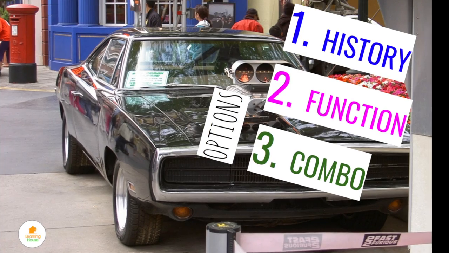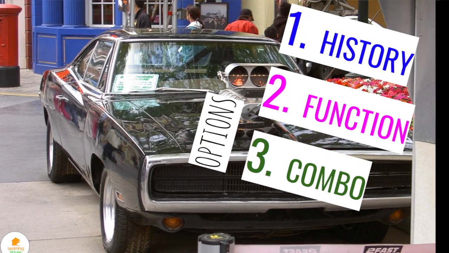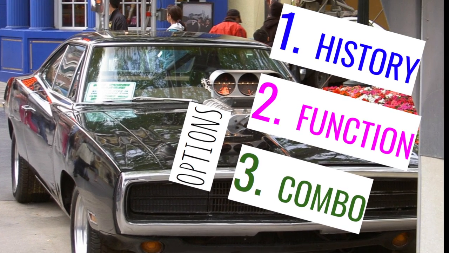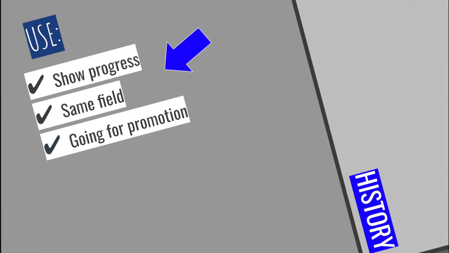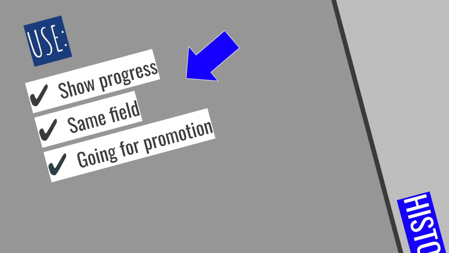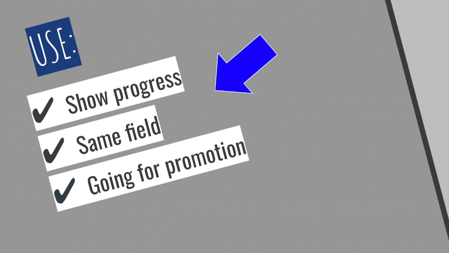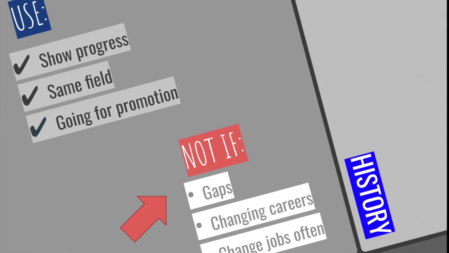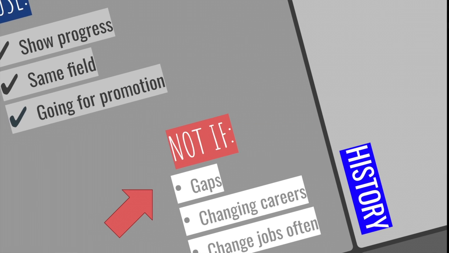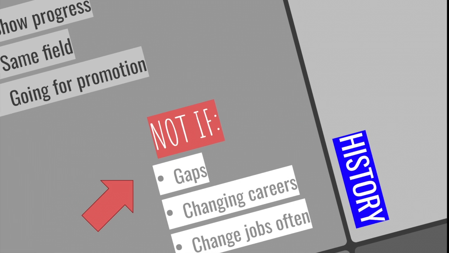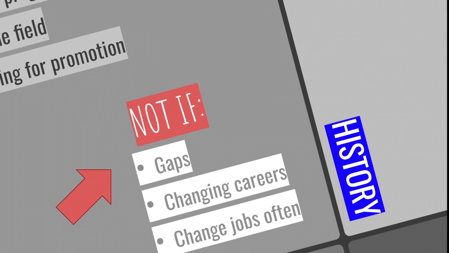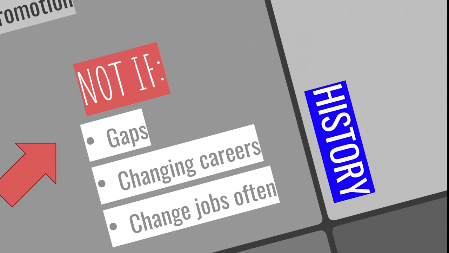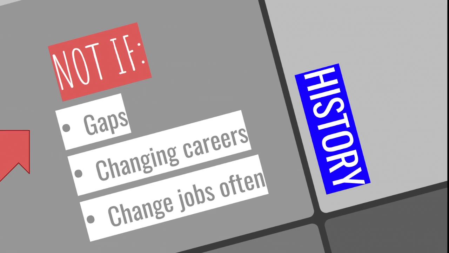You have history, function, and combo. In a historical resume or CV, you'll be thinking about what is most recent. This is helpful if you're staying in the same field, if you're going for a promotion, or if you want to show progression as a student or a professional. You don't want to use this if you have big gaps between things, if you're changing careers, or if you've changed jobs a lot, because then it looks like you're inconsistent and maybe not reliable. Most people don't like those traits when they're looking to hire, promote, or designate somebody.